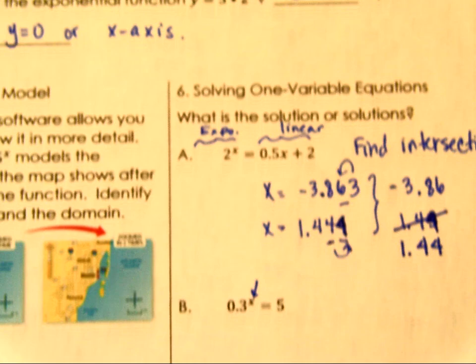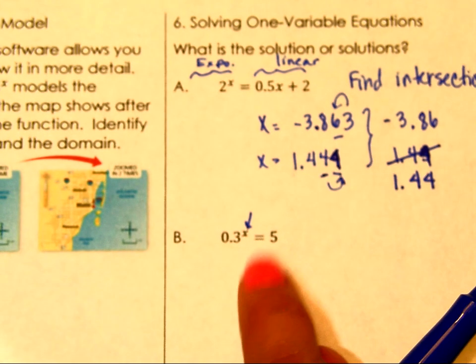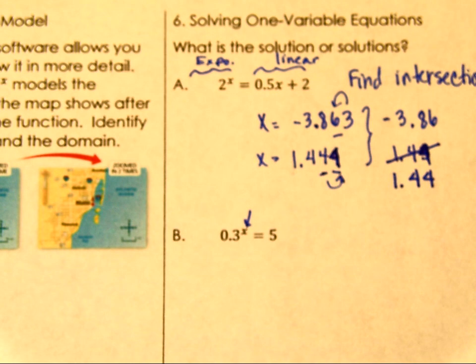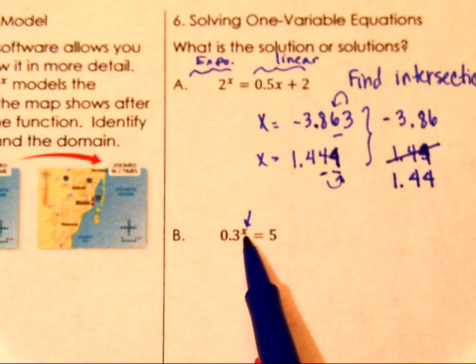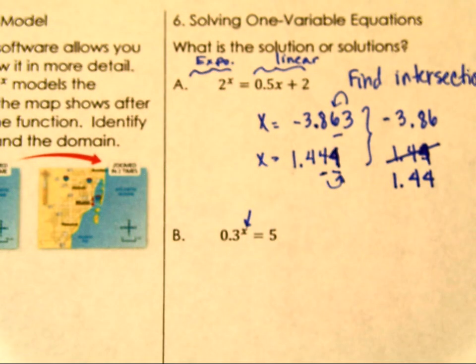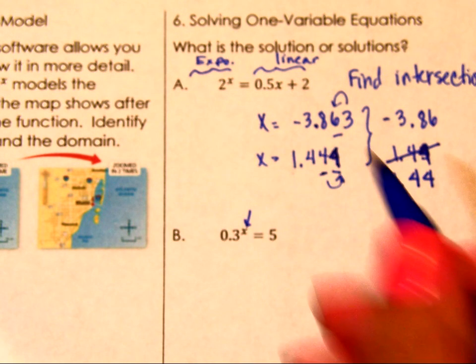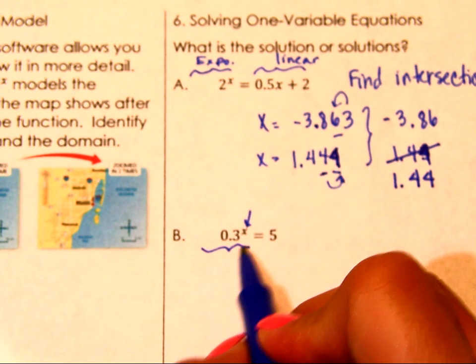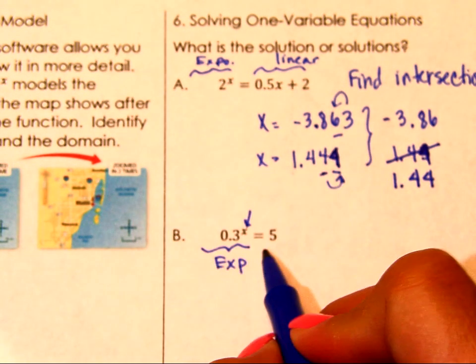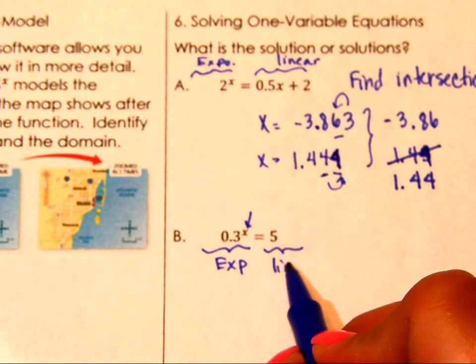Okay, let's try B. You're going to have about 2 problems like this on your online assignment. You're going to treat it the same way. Again, the left side, because it has x as your variable, your exponent is your variable x. This side will represent your exponential function, and the right side would be your linear.